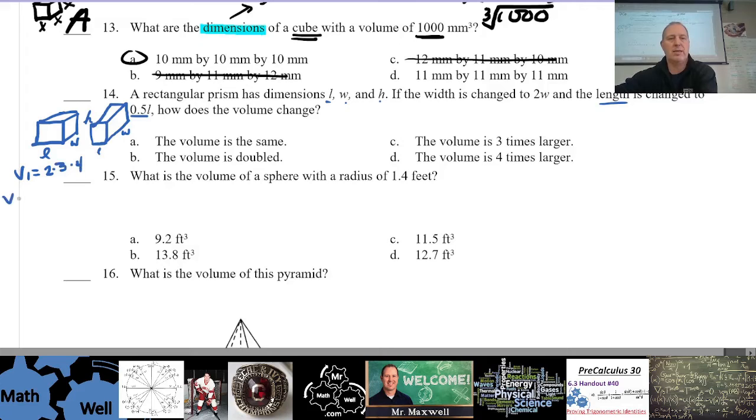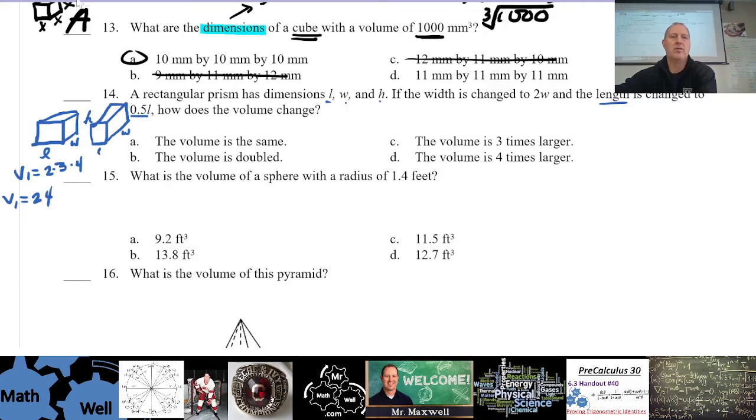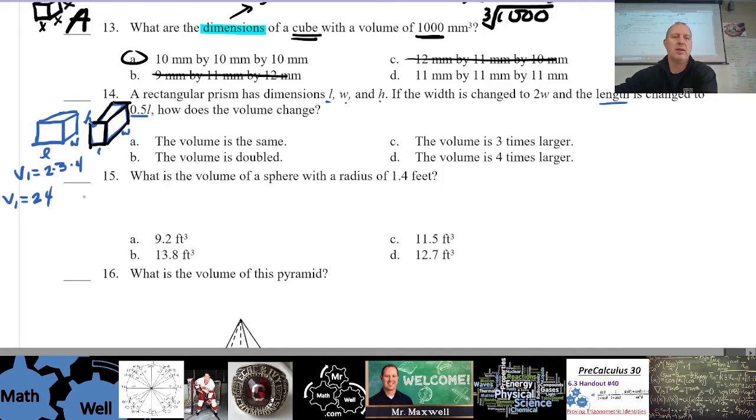So what volume is that going to be? 2 times 3 is 6. 6 times 4 is, what's 6 times 4? 24 is correct.